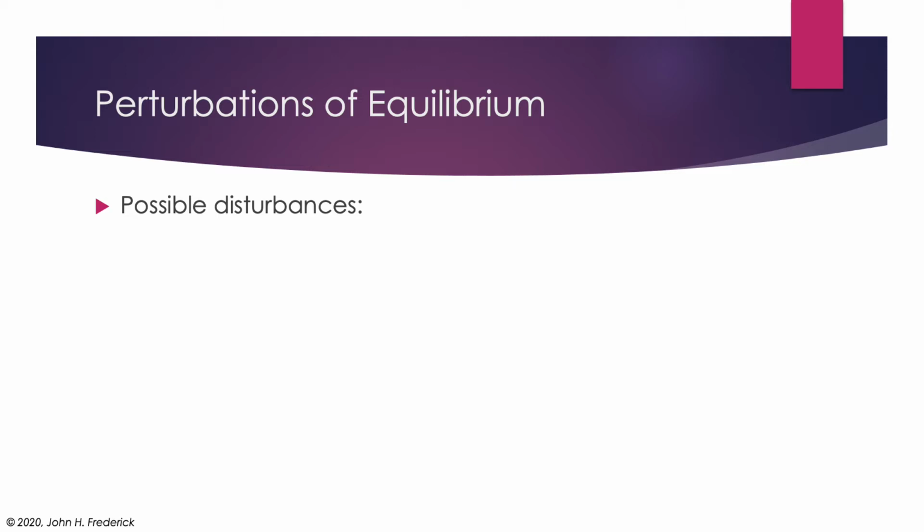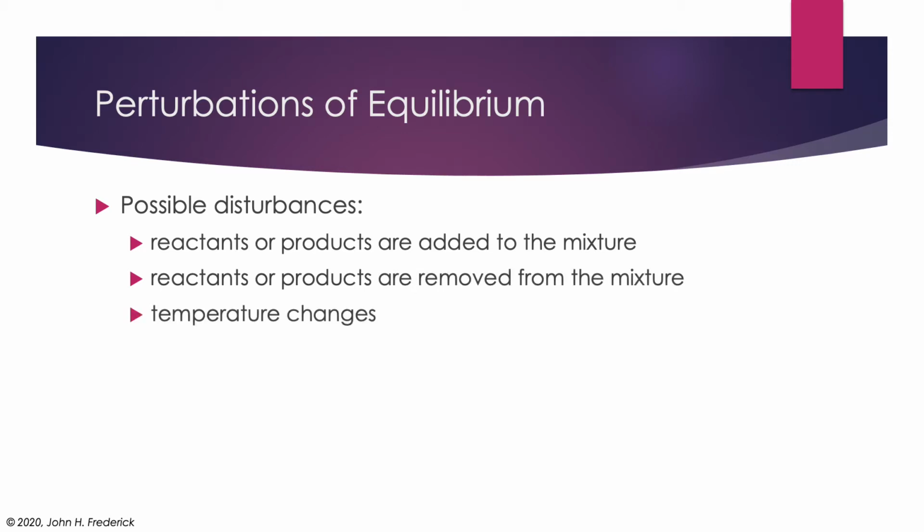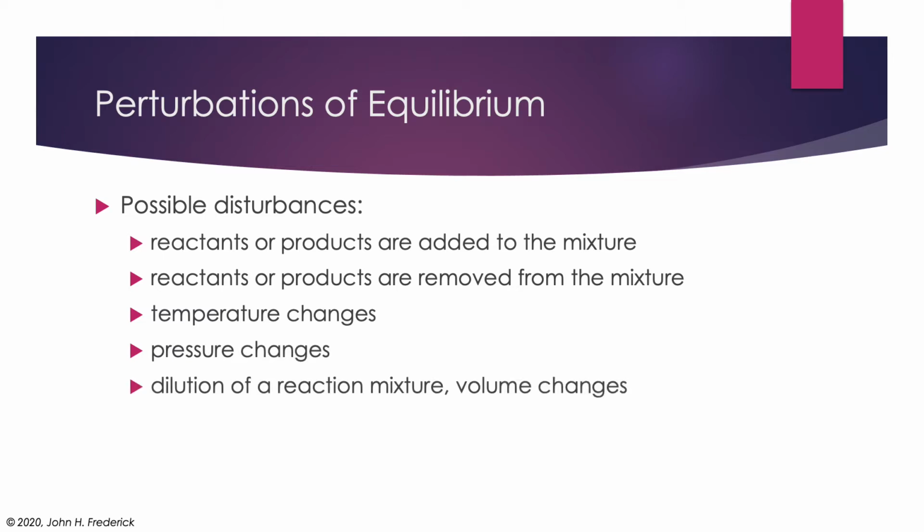So what kind of disturbances can we have? I call these perturbations on this slide, but what can we do that changes a reaction so that it's no longer at equilibrium? Well, we could add reactants or products to the mixture. We could remove reactants or products from the mixture. We could change the temperature, or we could change the pressure. All of these will have an effect. We could also dilute a reaction mixture, and believe it or not, that can change things and remove it from equilibrium. So these are all ways that we can disturb a reaction. In this particular video, I'm going to focus on the very first one, but we'll talk about some of the others in the next video.